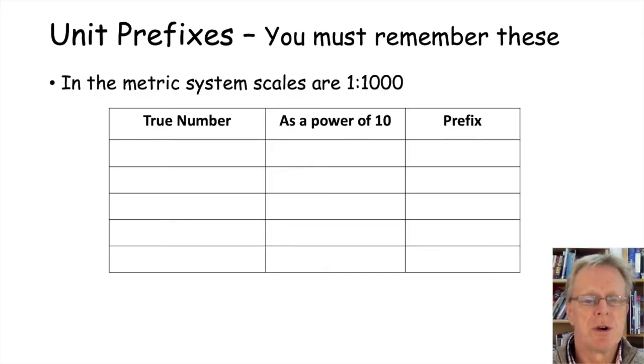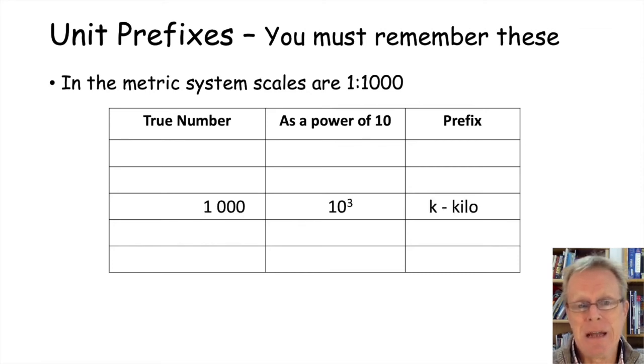So now I want to look at unit prefixes. Now you do use these quite a lot in engineering, and again some of you will be familiar, or you should be familiar with some of them already. Now the one you're probably most familiar with is kilo, and that's an abbreviation for 1,000 of something, because the metric system scales things in thousands. So a kilometre is 1,000 metres, a kilogram is 1,000 grams, and so the true number is 1,000, and as a power of 10 it's times 10 to the power of 3.